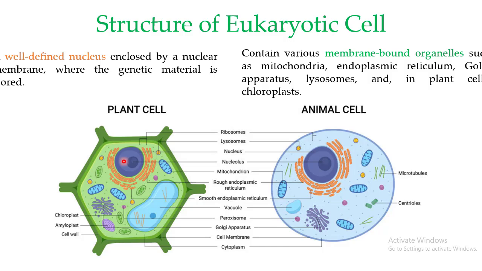Secondly, these eukaryotic cells contain various membrane-bound organelles like the mitochondria, the endoplasmic reticulum, the Golgi apparatus, and the lysosomes in both the animal and the plant cells. There can be specialized membrane-bound organelles in the plant cell as well, for example, the chloroplasts.